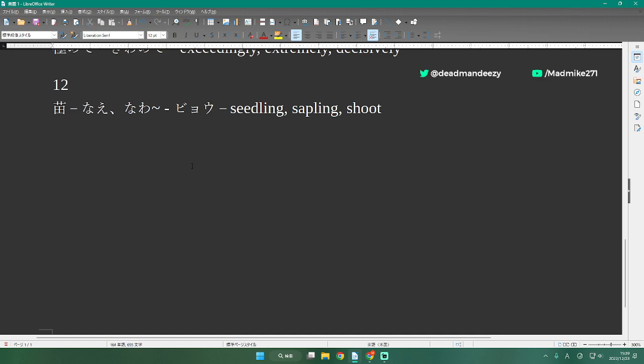Nae, nawa, or byo is a seedling, sapling, or shoot. Nae is a seedling, sapling, or shoot. Nae desu. Nawa when used in conjunction with another kanji, or byo when used in conjunction. Nae, nawa, or byo.